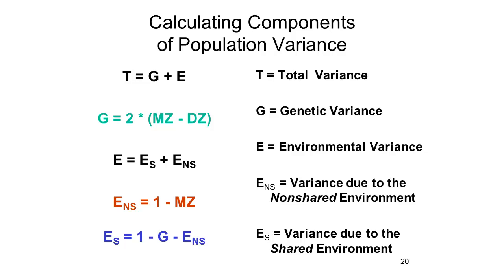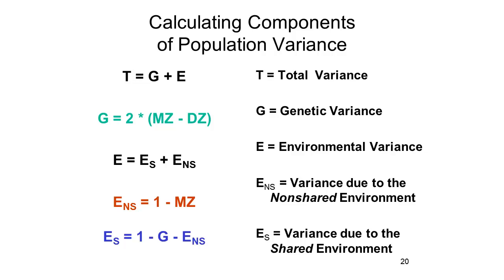Variance due to the non-shared environment is a function of the MZ correlation. Monozygotic twins share both genes and the shared environment, so any monozygotic correlation less than a perfect 1.0 must reflect the contribution of the non-shared environment. It's just logic. If monozygotic twins share both genes and the shared environment, which they do by definition, then to the extent that they do not perfectly resemble each other, that difference must be due to what they don't have in common, and that's the non-shared environment.